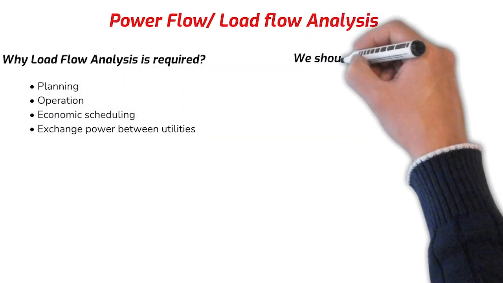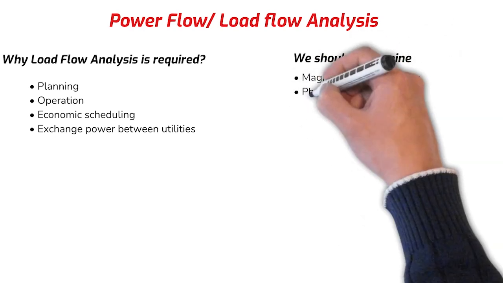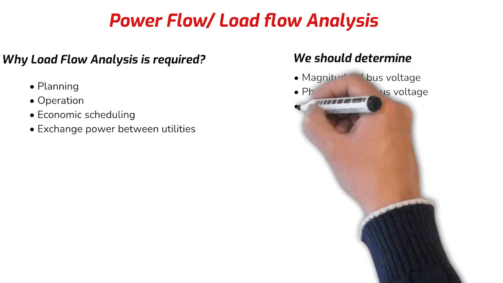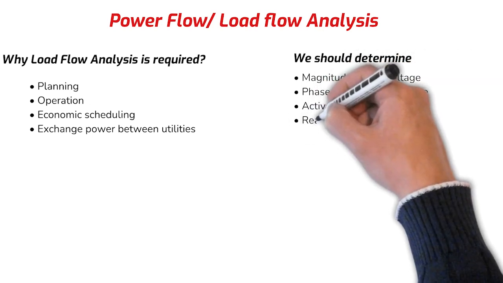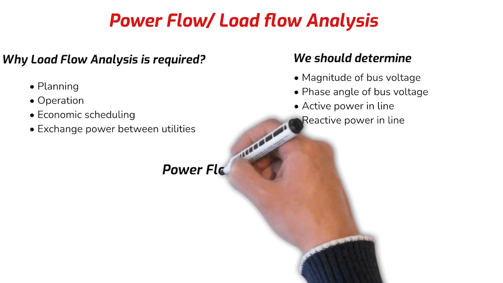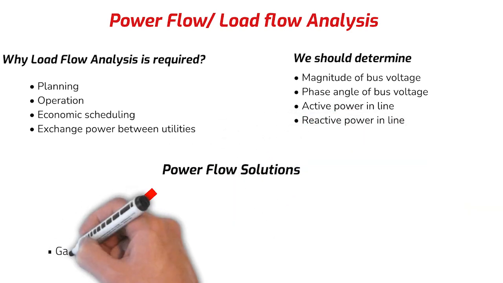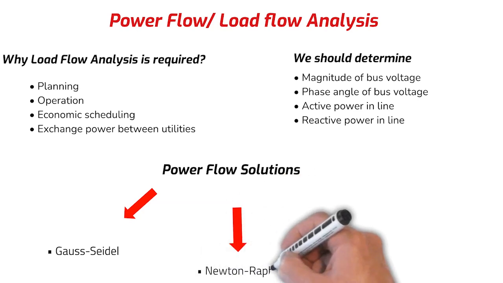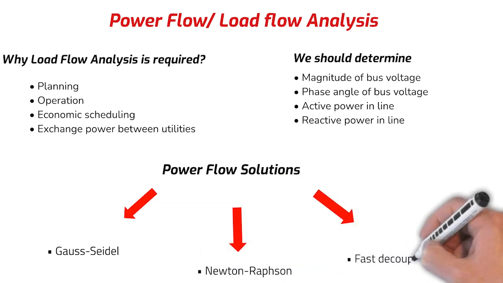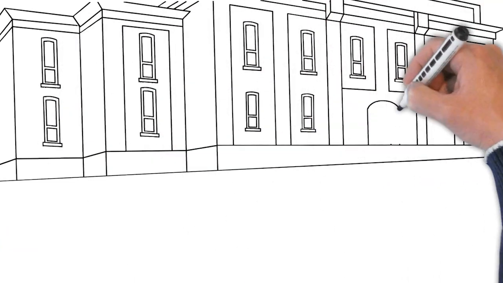In power flow analysis, we determine the magnitude and phase angle of voltages at each bus and active and reactive power in each line. The most commonly used methods to obtain power flow solutions are the Gauss-Seidel method, Newton-Raphson method, and fast decoupled method. Now that we have an idea of what power system modeling is, let us move on to the practical.